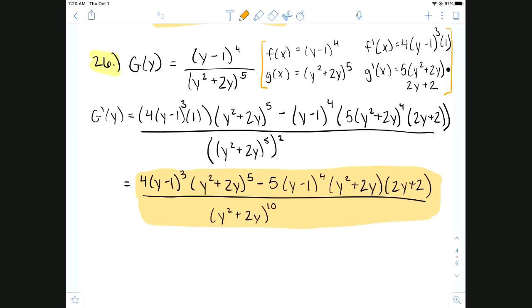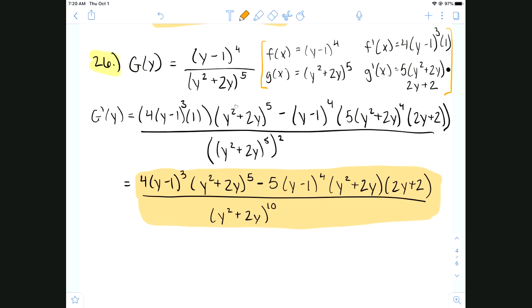So I did number 26. What I had done was the quotient rule. I placed the numerator as f of x, as you can see in the orange brackets, and I placed g of x as the denominator. Next to that I found the derivatives f prime of x and g prime of x.